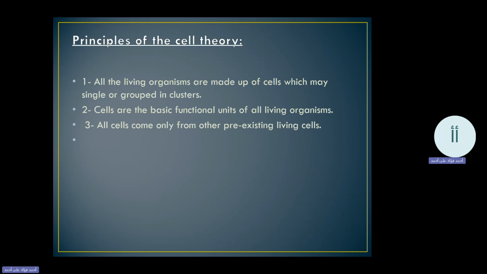So what are the three principles of cell theory? First, all living organisms are made up of cells. Second, cells are the basic functional unit of living organisms. Third, new cells are produced from pre-existing cells by division.